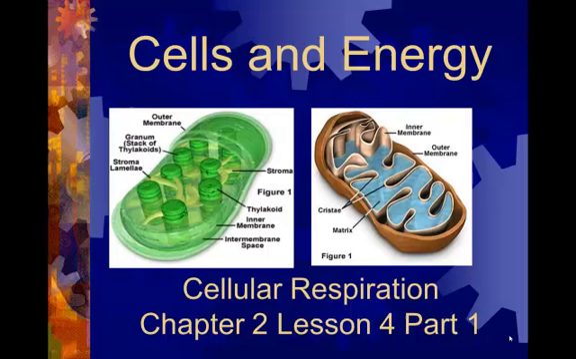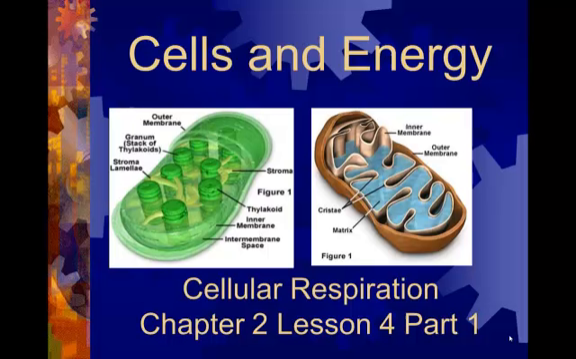Our last section in Chapter 2 has to do with cells and energy. And it has to do with two processes, and you can see two organelles up there. Hopefully you recognize what's on the left. See if you got it right: chloroplast. And then on the right is mitochondrion. And we're going to study these two processes of photosynthesis and cellular respiration in two parts.